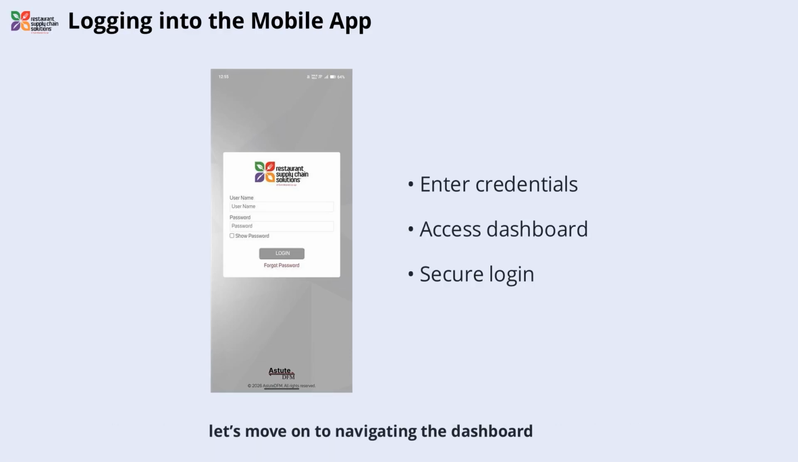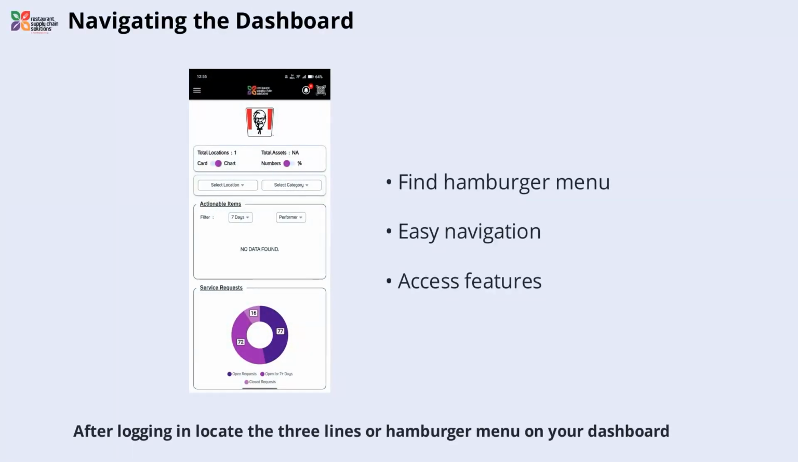Now let's move on to navigating the dashboard. After logging in, locate the three lines or hamburger menu on your dashboard. This menu gives you access to various features, including your service requests. Clicking on the hamburger menu is essential for moving forward in the approval process. Let's see how to access your service requests from here.